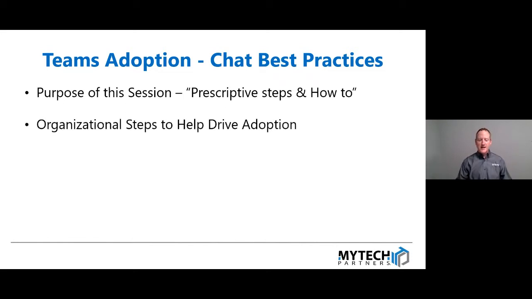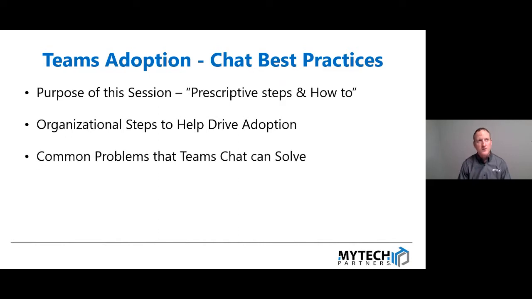One of the things about driving adoption, though, is that it's not just about the technology. There are organizational decisions and organizational steps that we recommend, at least at a high level, that will help you drive adoption by making some organizational choices and training. We'll go into those. Then we'll go into what some of the common problems are that organizations face that using Teams Chat can actually solve. Again, not saying it's the only way to solve the problem, it's just one of the ways that Teams Chat can solve those problems.